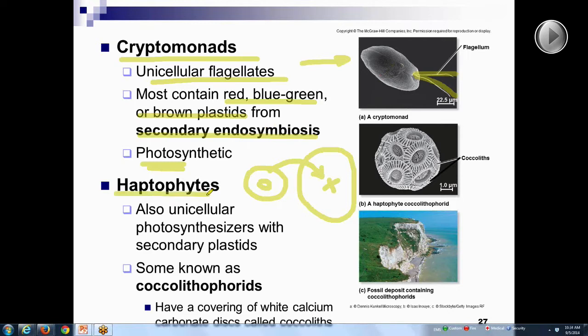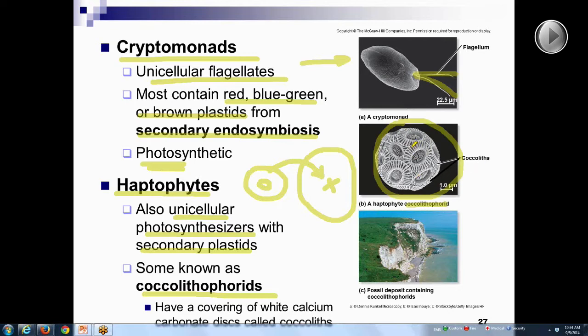Haptophytes. All right, well, haptophytes, they're also unicellular. They also perform photosynthesis with secondary plastids, and so they're very similar to the cryptomonads. A lot of people believe that they are probably very closely related to the alveolates, stramenopiles, and rhizaria, which we'll talk about in just a minute. You can see that some haptophytes are known as coccolithophorids. This is a coccolithophorid, guys, right here. You can see it's got a very intricate, beautiful calcium carbonate exoskeleton.